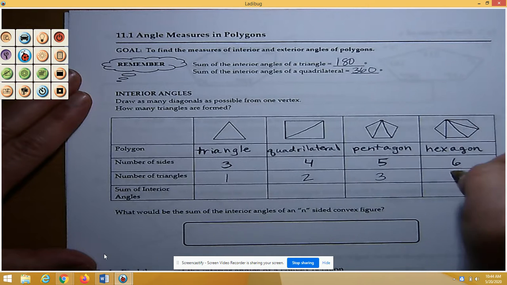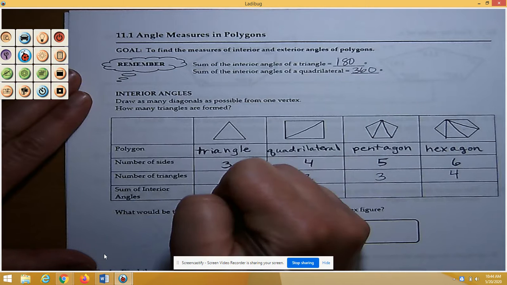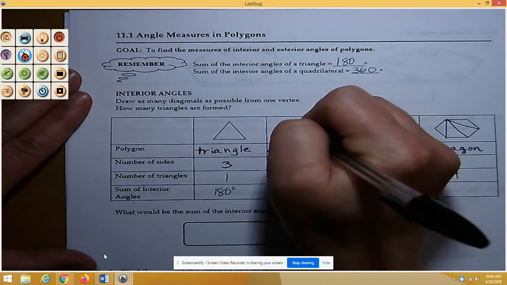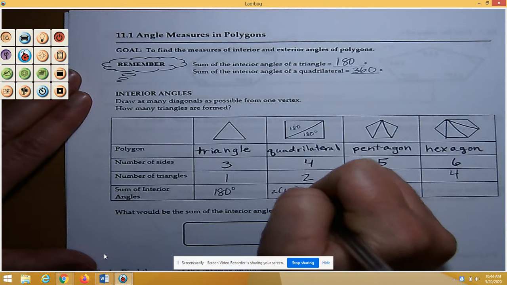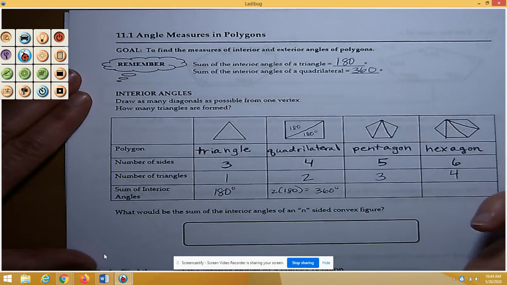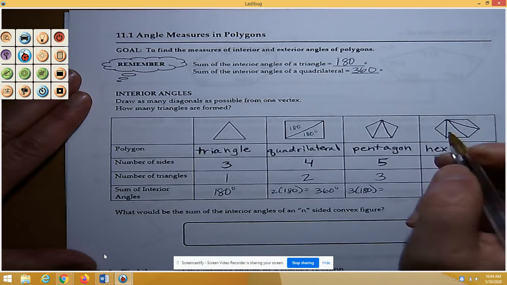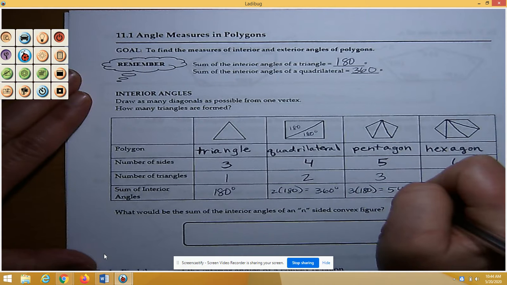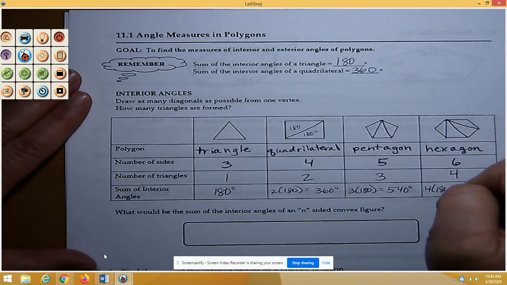triangles. And if you recall, the sum of the interior angles of one triangle is 180. So this is just the 180. Here I have 180 degrees, another 180 degrees, so 2 times 180 equals the 360. Here 180, 180, 180. So I can add that up, or I can do 3 times 180, and 3 times 180 is 540 degrees. Same thing here, 1, 2, 3, 4 triangles, so 4 times 180 will give me 720 degrees.